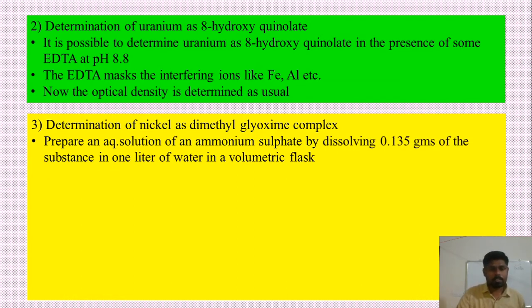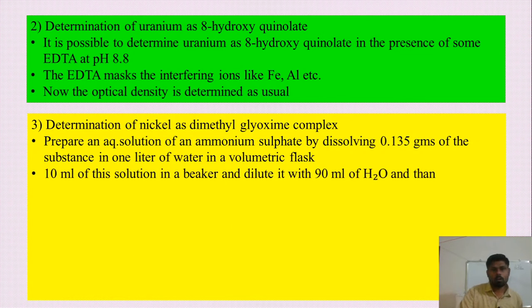So the process is: prepare an aqueous solution of ammonium sulfate by dissolving 0.135 gram of the substance in 1 liter of water in a volumetric flask. That is the first step. That is a stock solution.